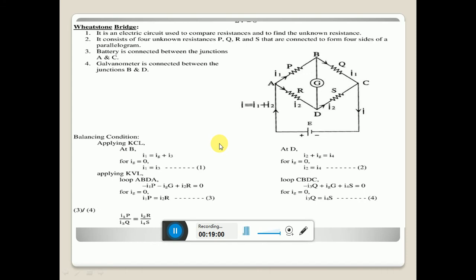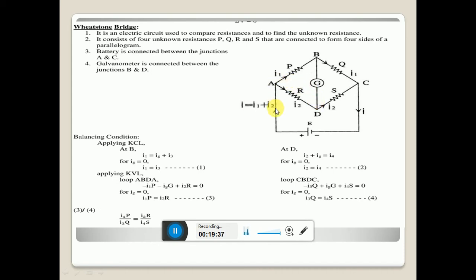Wheatstone bridge is a complex circuit in which different resistance values are connected in the form of a trapezium, and the power will be supplied to these four resistances using a cell which is connected outside this loop. Here this is the galvanometer, which can be used to measure the current flow. In order to get the same amount of current on left and right parts, we can assume that the current flowing through this galvanometer will be 0.